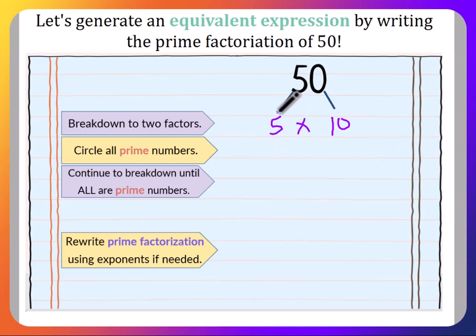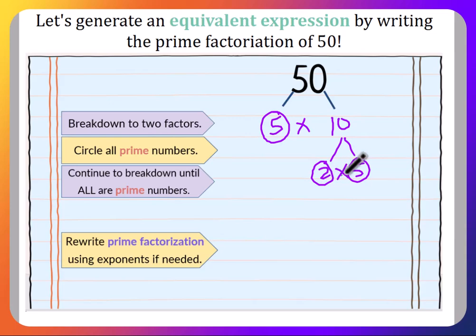My 5 is prime, so I'm going to circle it. Move on to my next branch. Is 10 prime? No, it's not. So let's break it down, put 2 more branches. 10 is 2 times 5. 2 is prime, we circle it, and we just said that 5 is also prime.